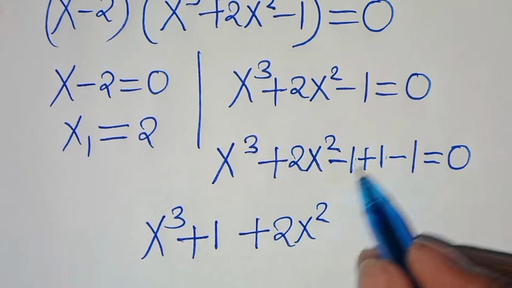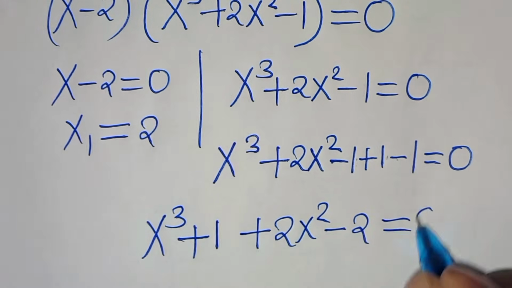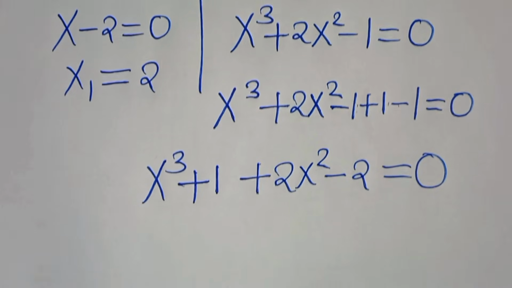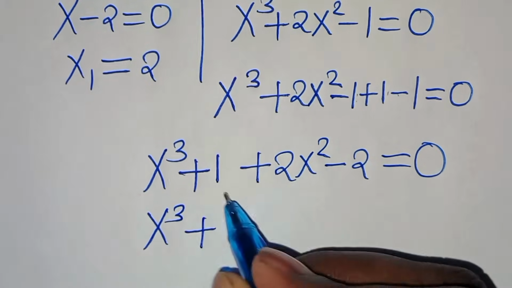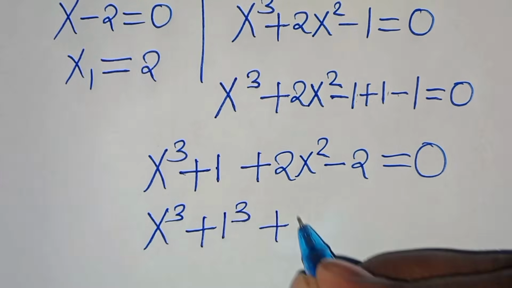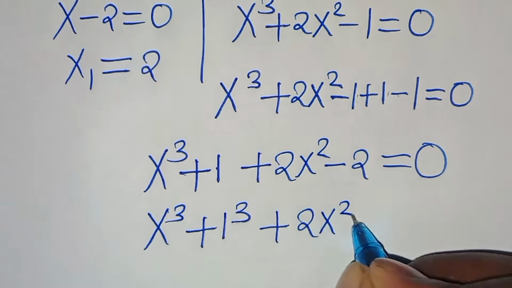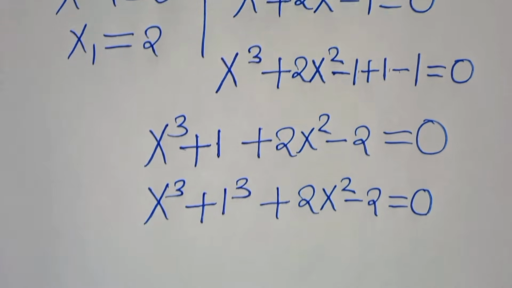We have minus 1, minus 1, this is negative 2, and this is equal to 0. So we can express this as x to the power of 3, then plus 1 to the power of 3, then plus 2x to the power of 2 minus 2, this is equal to 0.